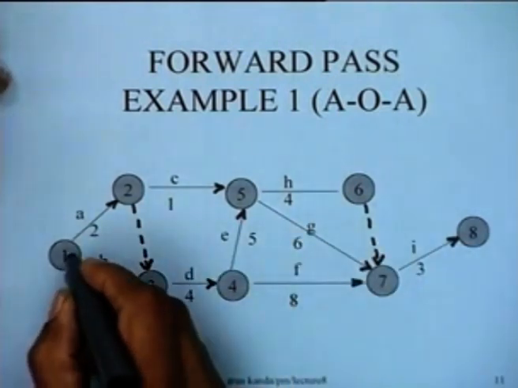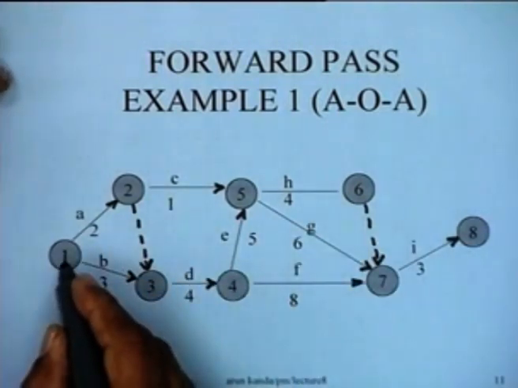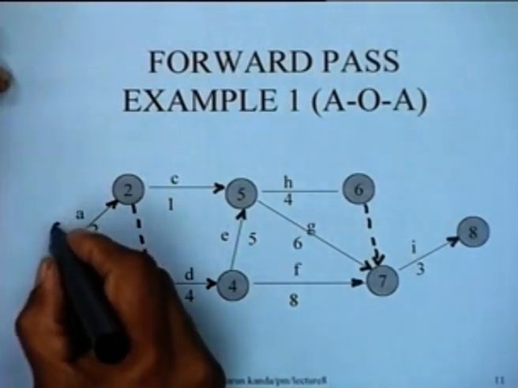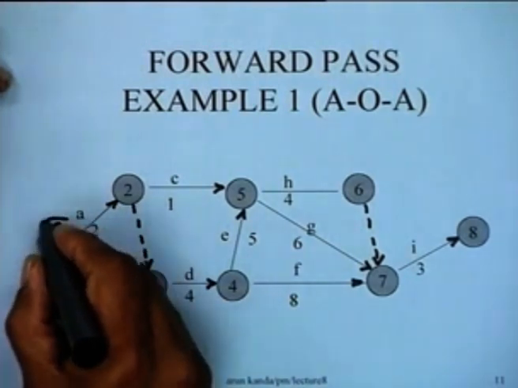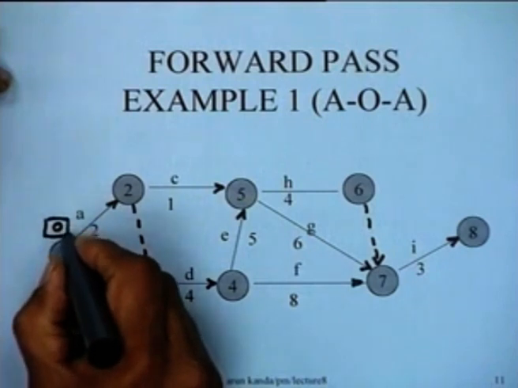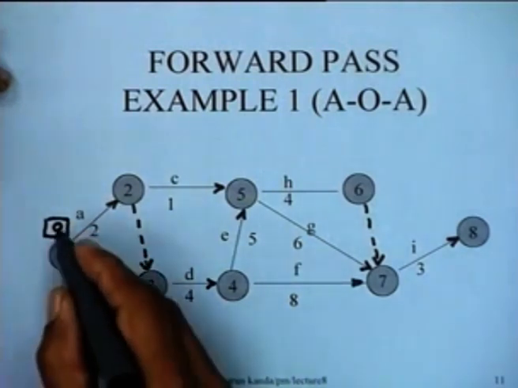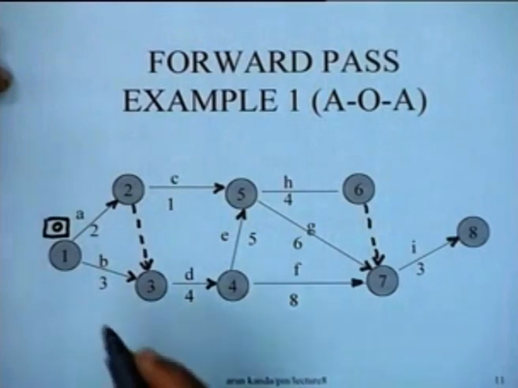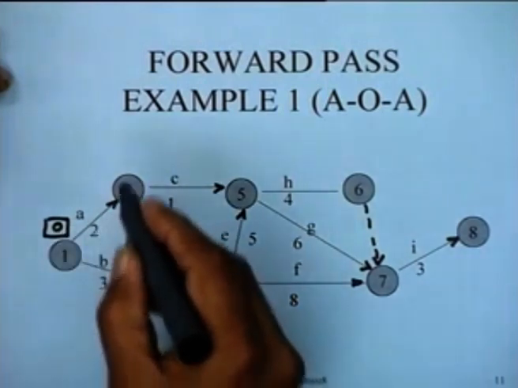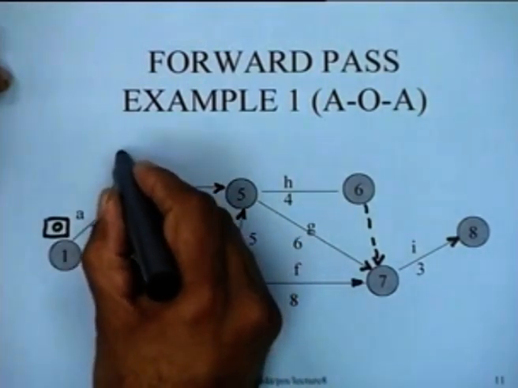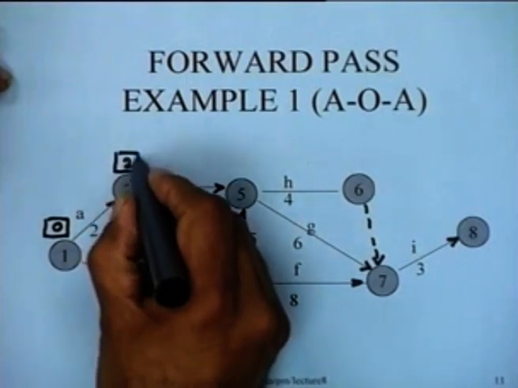So, the initialization step would be, there would be only one source node. So, we give a starting time of 0 to this particular node. So, earliest occurrence time of this node is 0. Then we would simply say 0 plus 2 is 2. So, we give an earliest occurrence time to node 2 of 2.